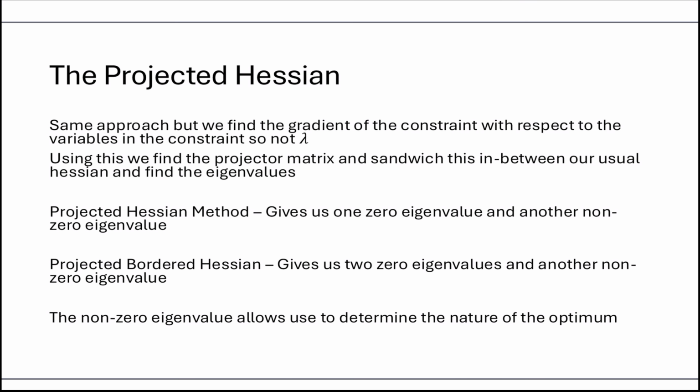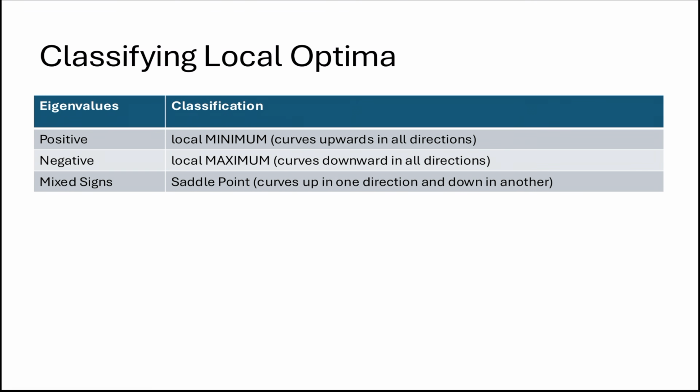So the difference with these methods is when we just project the Hessian, it gives us one zero eigenvalue and another non-zero eigenvalue, and this non-zero eigenvalue will tell us whether it's a maximum or minimum. With the projected bordered Hessian, it gives us two eigenvalues which are 0, and then another non-zero eigenvalue, and this non-zero eigenvalue will tell us if it's a maximum or a minimum. So looking at those eigenvalues, if the eigenvalue is positive, it means that we have a local minimum. If it is negative, it means that we have a local maximum. And if it is mixed signs, then we have some sort of saddle point.